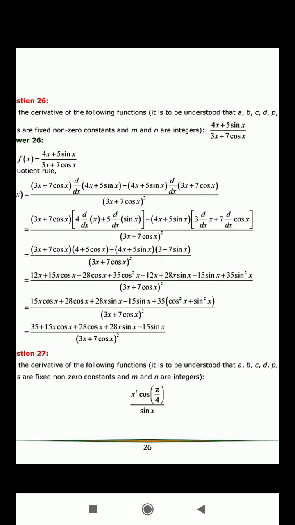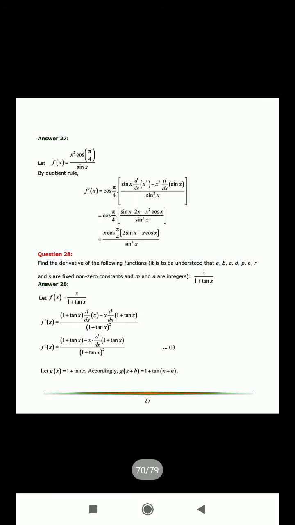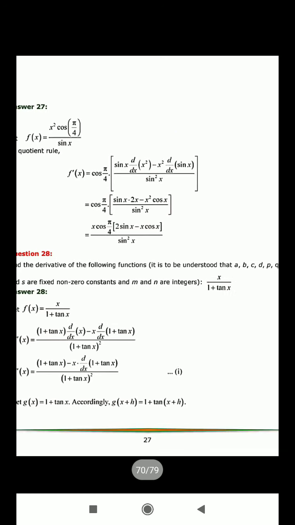Now come to question number 27. You see it is also appearing like a quotient rule question. In this you see this cos π/4 is a constant, 1 by root 2. Don't consider this as a function and start writing its differentiation as minus sin π/4. No. Cos π/4 is 1 by root 2. In place of 1 by root 2, cos π/4 is given. So while differentiating it, we'll use the quotient rule but keep this cos π/4 as it is.